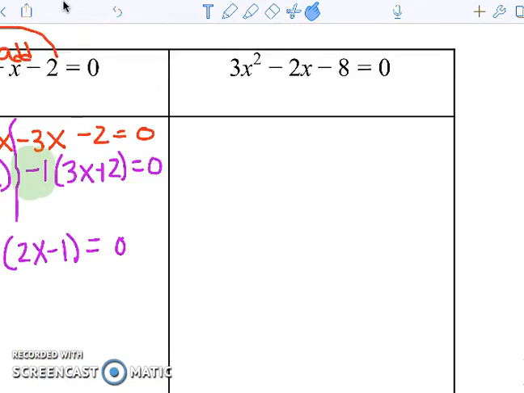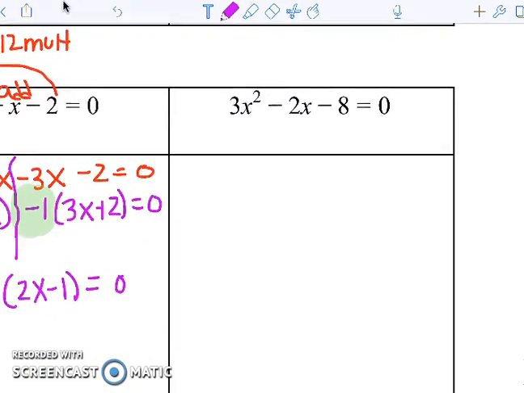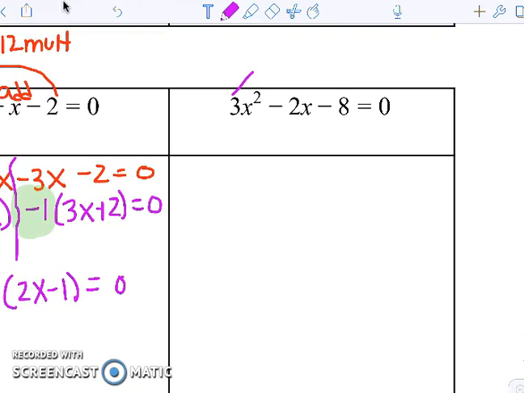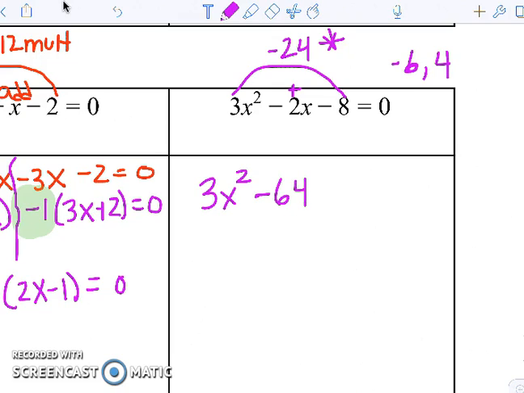So if we take a look at this next one, same type of thing. Multiply these together, negative 24. So it needs to multiply to that, but add to this. So let's see, we have that negative 6 and 4. So we're still coming up with those numbers, but we write it out 3x squared, and it doesn't matter the order that you write these in. You could have negative 6x or the 4x. So negative 6x plus 4x minus 8 equals 0.